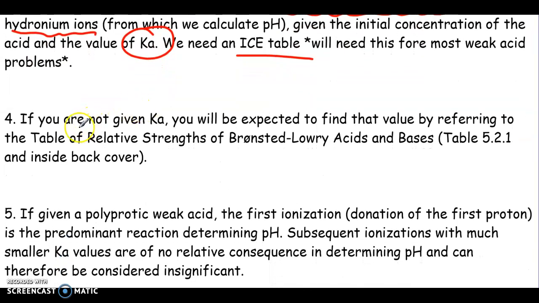Number 4, if you are not given the Ka value, you actually have a list of Ka values inside the back cover, at the back of the book. Let me give you the page number exactly since I have that with me. It's actually on page 521. We've looked at this already when we first talked about weak acids and weak bases. Remember, it's the table of relative strengths where they list them according to the strength. So it's on page 521, and on D2L, it's in that separate PDF. There's a PDF of the appendices that you can look at there.